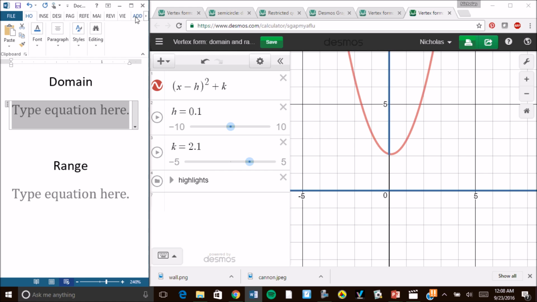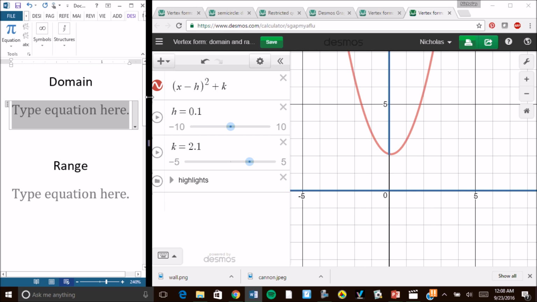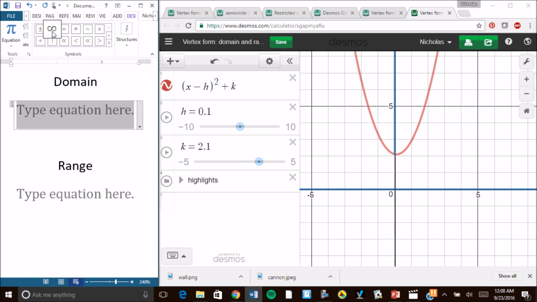So for our domain here, what we'll have is open brackets, negative infinity, comma, infinity.